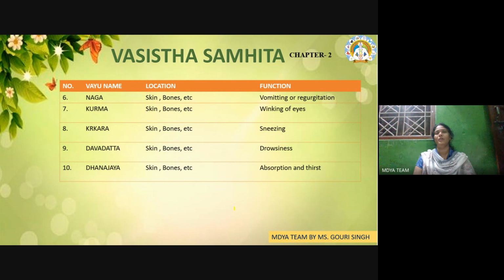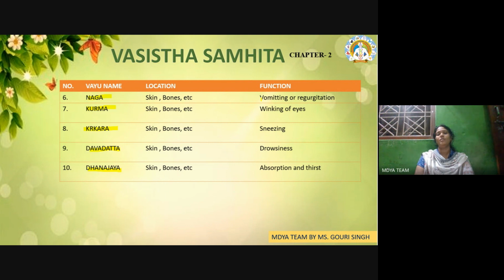Then he speaks about the other five upavayus: Naga, Kurma, Krikara, Devadatta, and Dhananjaya. But the location is not specified properly. He only said that these vayus are present in the skin, bones, etc. So the location of each is not specified, but the function is given.